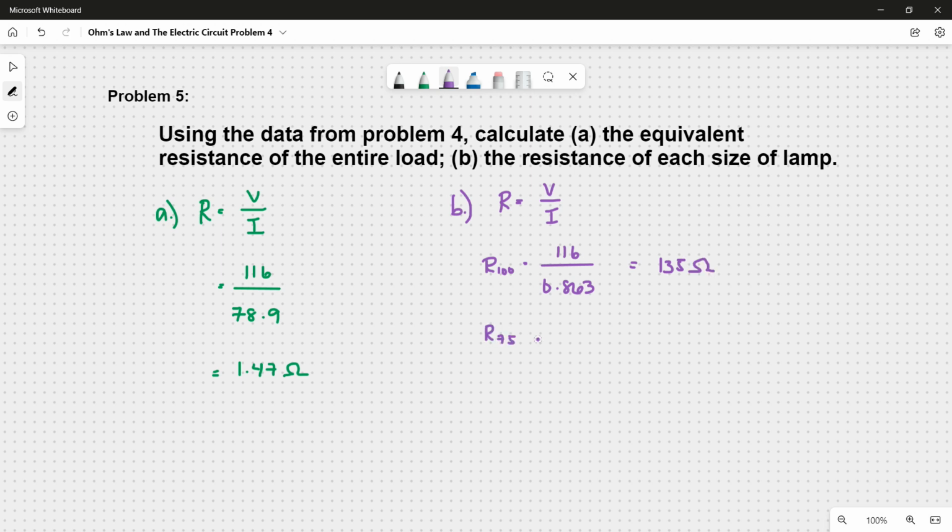For the 75-watt lamp, 116 over 0.646, this is equal to 180 ohms. And lastly, for the 60-watt lamp, 116 over 0.518, this is equal to 224 ohms.